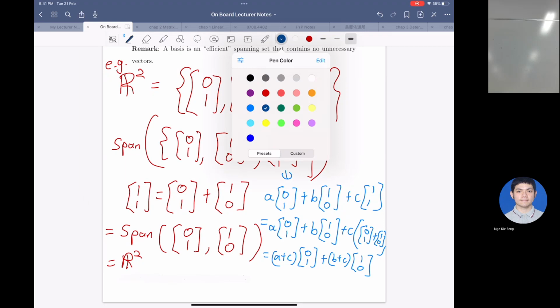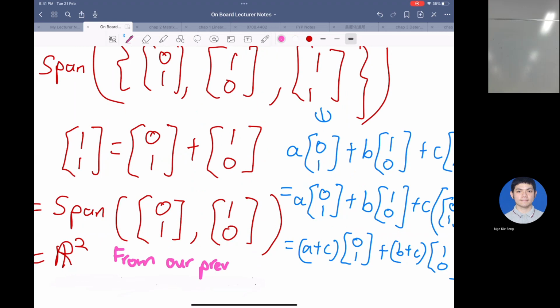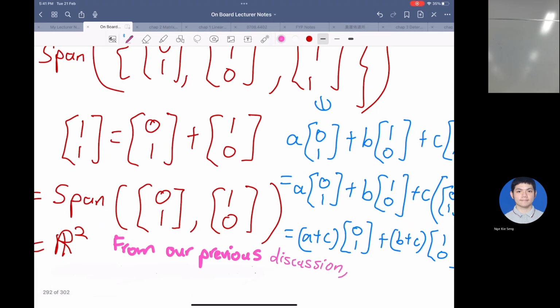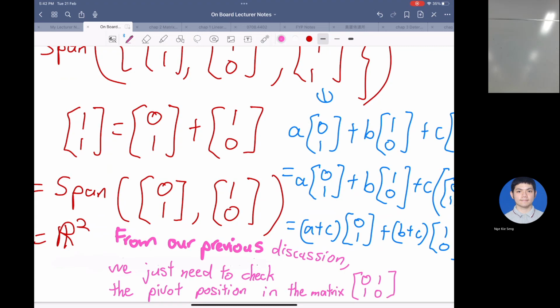Okay, so from our previous discussion, we just need to check the pivot position in 0, 1 in the matrix formed by the column 0, 1 and 0. If I swap the row also can.